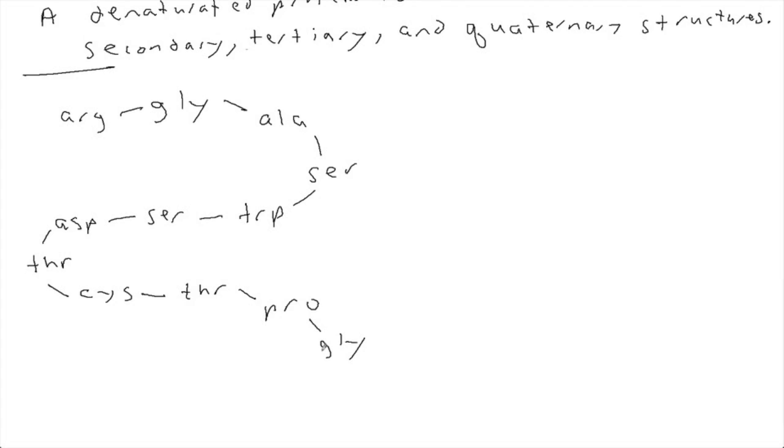What type of side chain does arginine have? What type of interaction could there be between arginine and aspartate? Arginine has a positively charged side chain, and aspartate has a negatively charged side chain. So what type of interaction could there be between them? Electrostatic interaction.